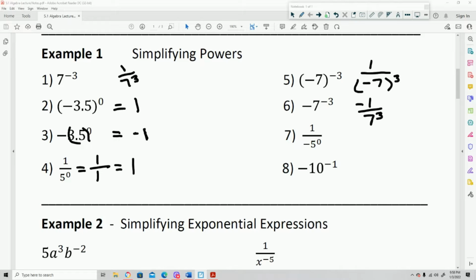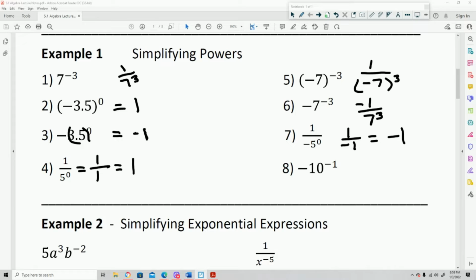Okay, look at this one. Now remember, the negative is not really being raised to the 0 power. Only the 5 is. So what I have is 1 over negative 1. 5 to the 0 power is 1. The negative stays with it. That just equals negative 1 when I simplify it.